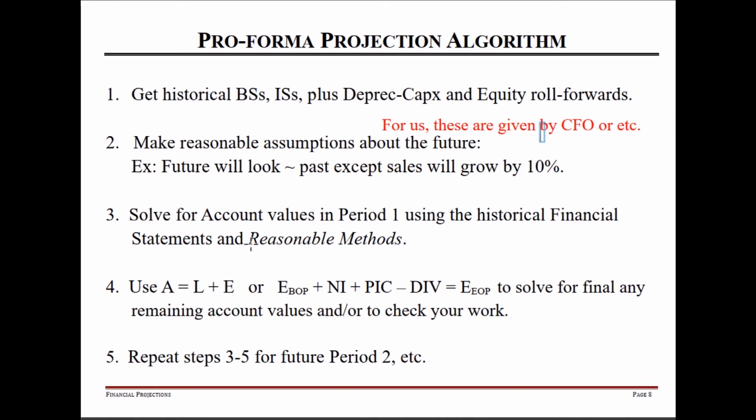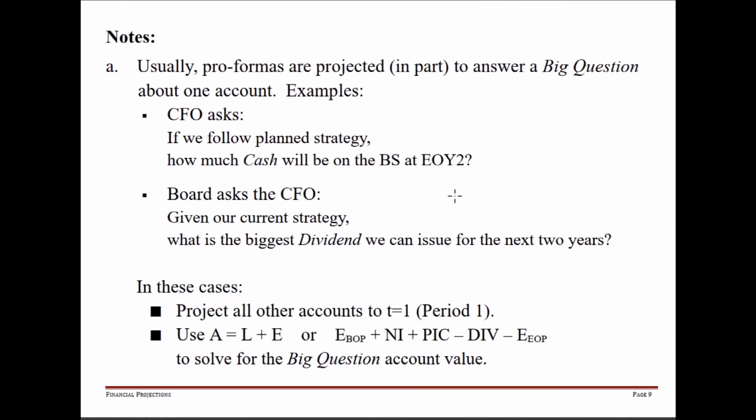We go ahead and project everything we can using reasonable methods. And then for anything we're trying to solve for, we use our accounting equations, assets equals liabilities plus equity, or our equity roll forward equation to solve for any final thing that we didn't get from up here. And then if we're projecting for more than 1 year, we just repeat the same thing with year 2. Go 1 year at a time and everything will work out fine.